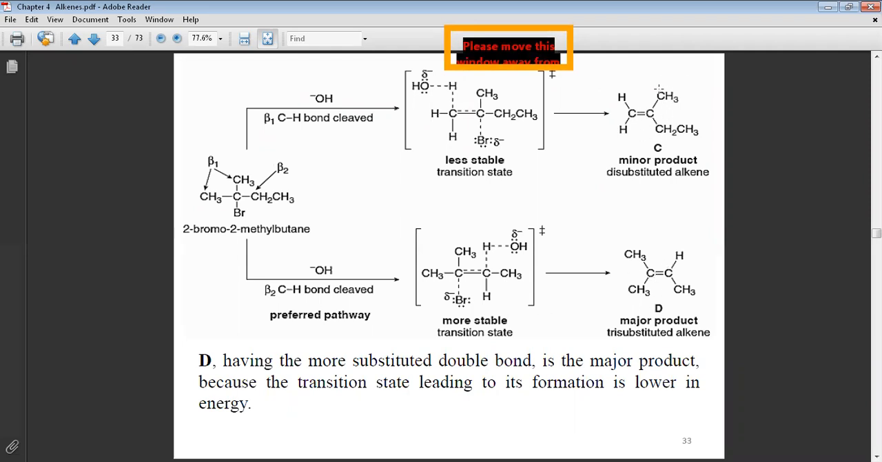This one is di-substituted, look, one alkyl. This one, try: 1, 2, 3. Which one is the major one? This is the major one. Okay, this is the major one. Why is this the major one?